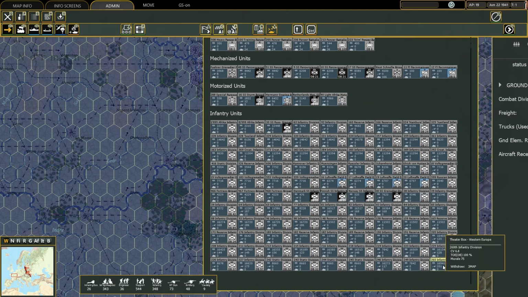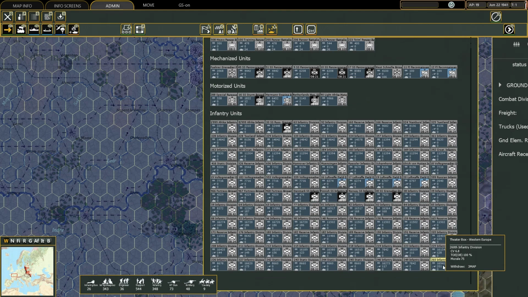Exactly. You see here I am highlighting the 260th Infantry Division. This division has a combat value of 6.8. It has a full complement because it has the table of organization and equipment set at 100%, and it has a morale of 75. And you also see below the labeling withdraw. And then you have a number and written map. Now, withdrawing units means that those units are scheduled to be moved between this theater box and other theater boxes.